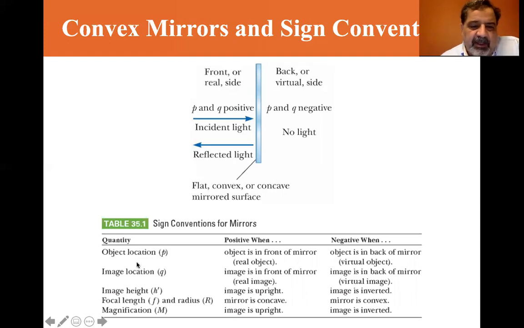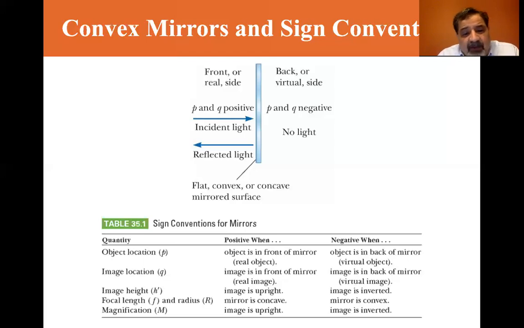This is P, Q, H prime, and F, R, and M, and they're positive in this column. They're negative in this column. So you can study that. You can see that P is positive if the object is in front of the mirror. Q is positive if the image is in front of the mirror. The image height H prime is upright if it's positive.